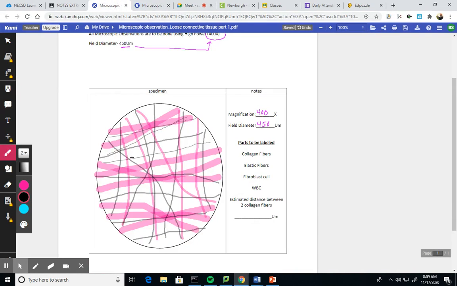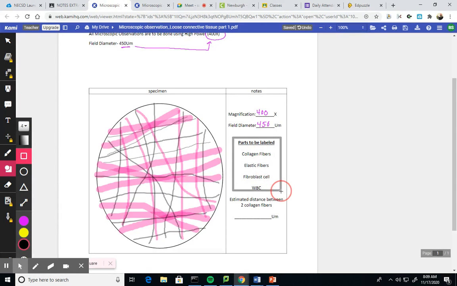to label them. When I label them, if you notice, there's always on my microscopic observations this section that says parts to be labeled. All right, that will always be there. The easiest way to label your drawings is to use these words along with the line function. See over here it says insert line.